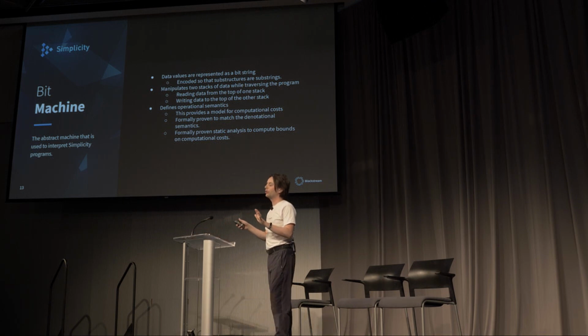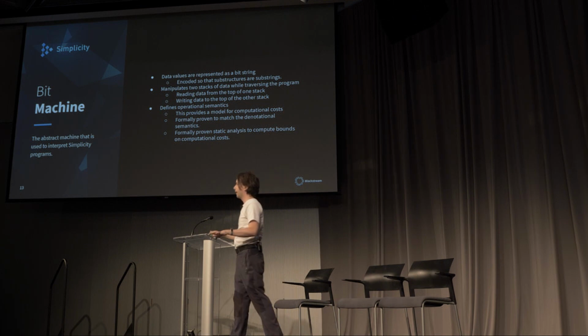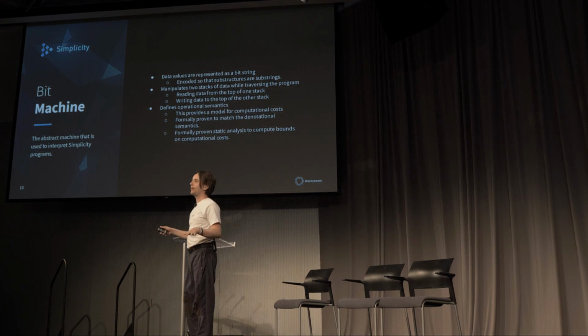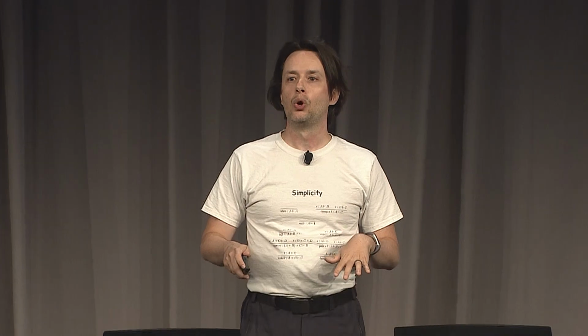And the most important aspect of the bit machine is that it provides operational semantics, right? So the denotational semantics tells you what the program does, and the operational semantics tells you what the costs associated with evaluation are. So we need to model these costs, and we can use the bit machine to model the costs. And modeling the costs is important when it comes to preventing denial of service attacks against your node, right? So we get a formal model of computational costs.